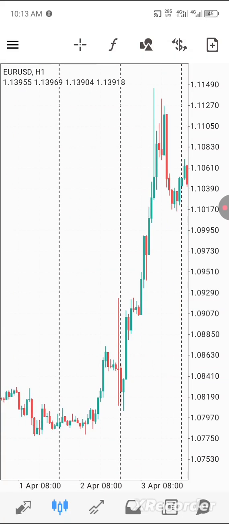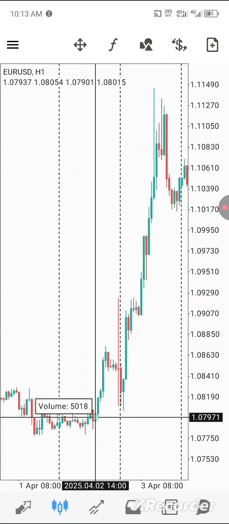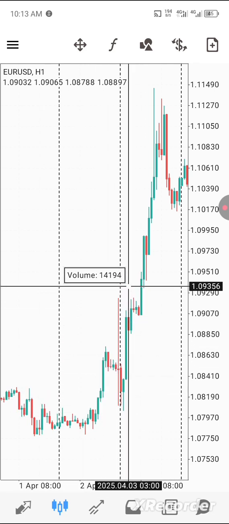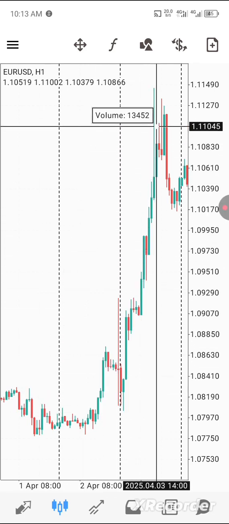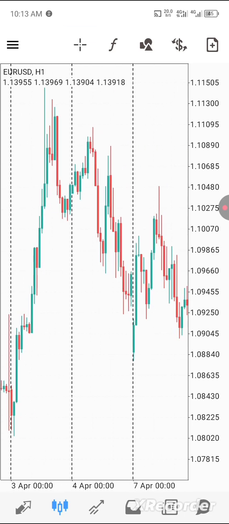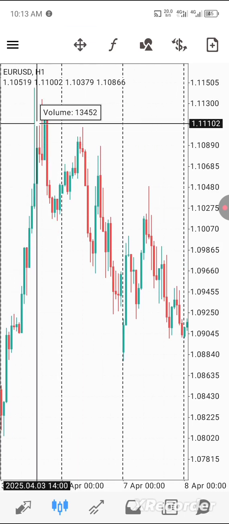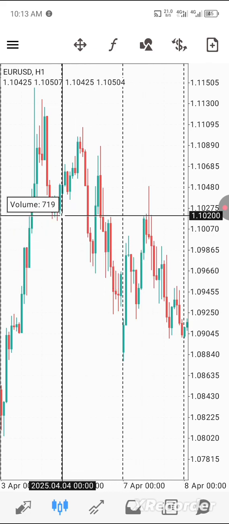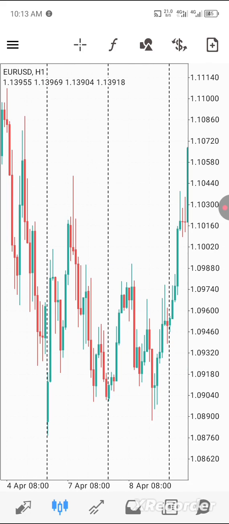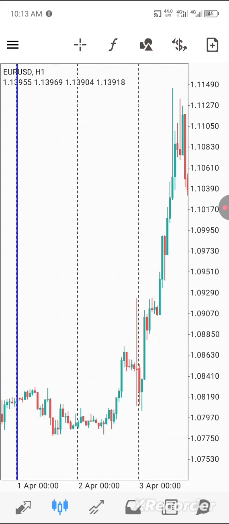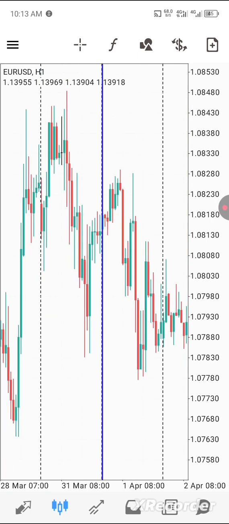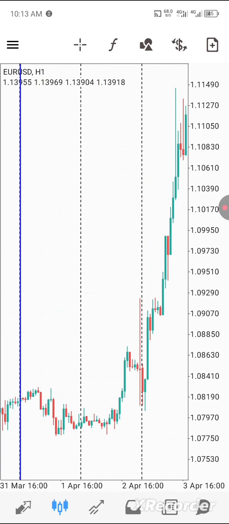Let me use this cross line. See, the market makes a big move here. Okay, now let's jump into it. Let's put our strategy in and see how it goes.